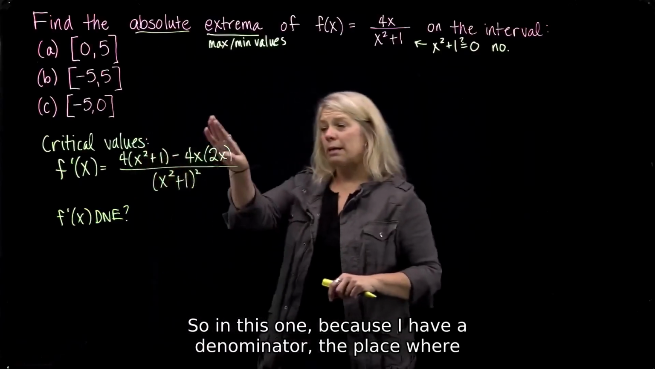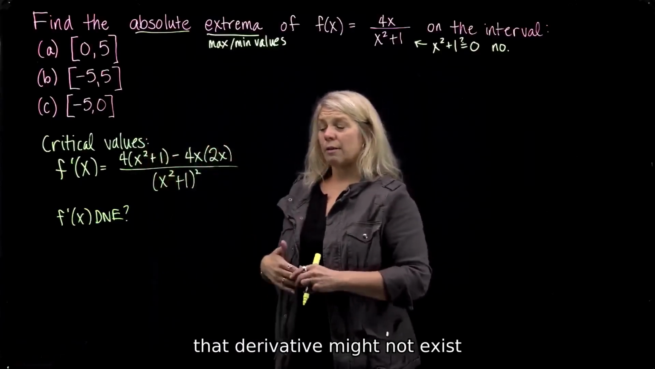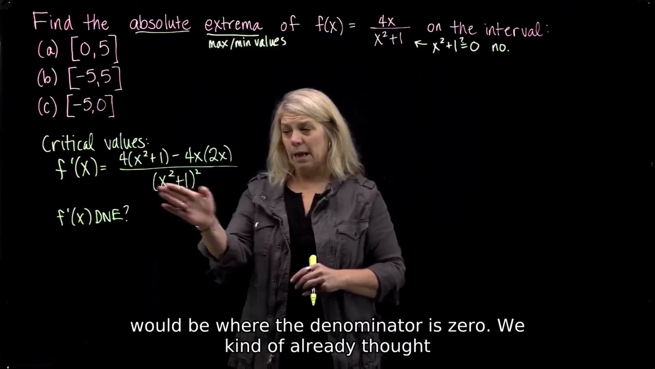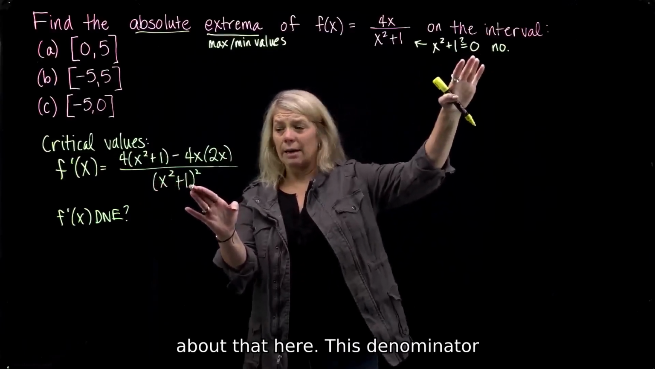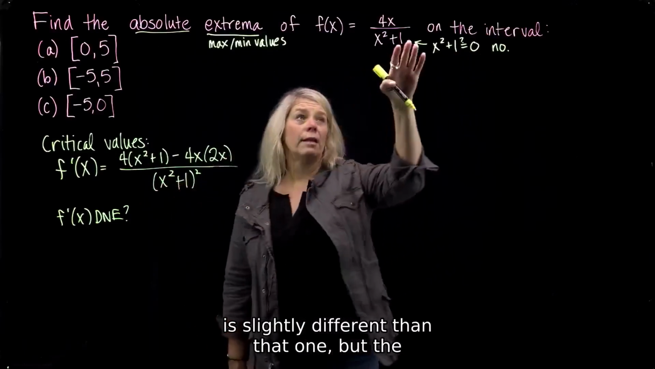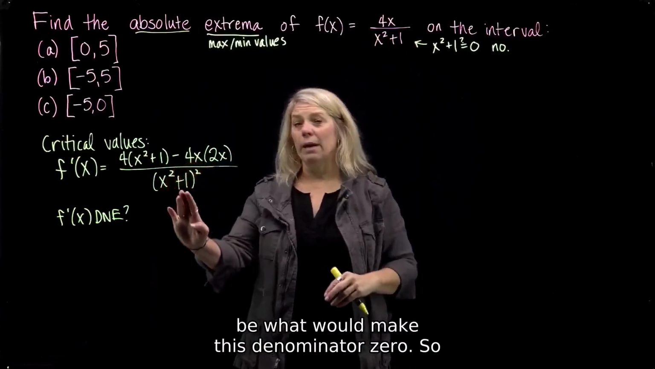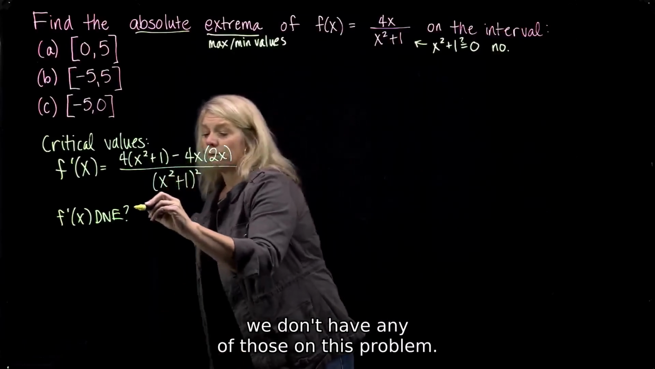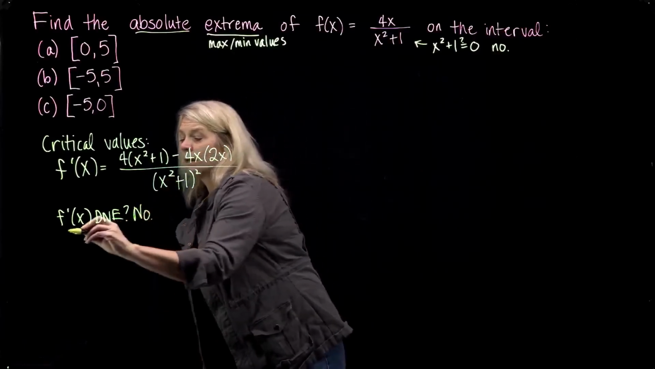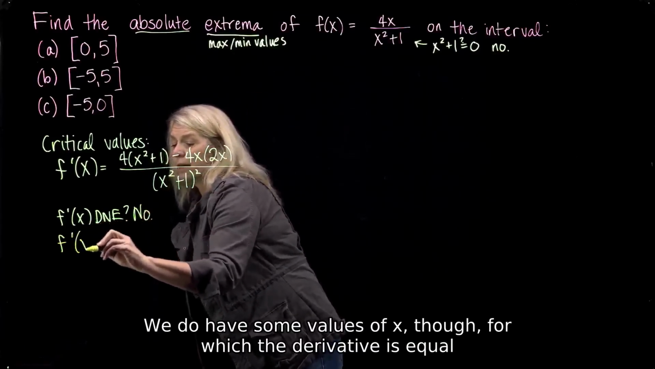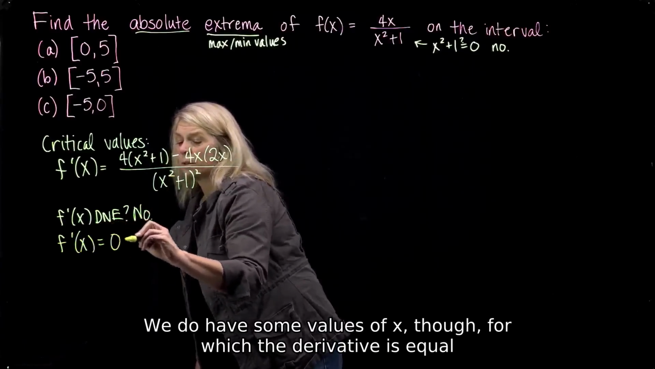So in this one, because I have a denominator, the place where that derivative might not exist would be where the denominator is 0. We kind of already thought about that here. This denominator is slightly different than that one, but the same values that would make this denominator 0 would be what would make this denominator 0. So we don't have any of those on this problem. We do have some values of x, though, for which the derivative is equal to 0.